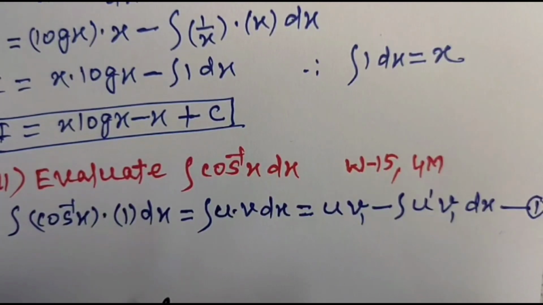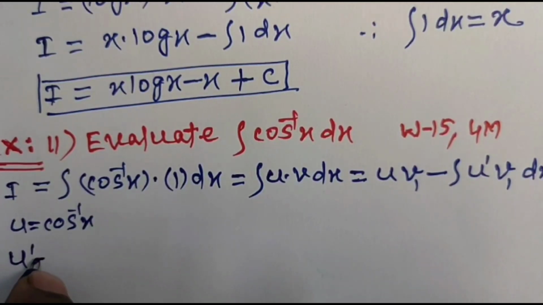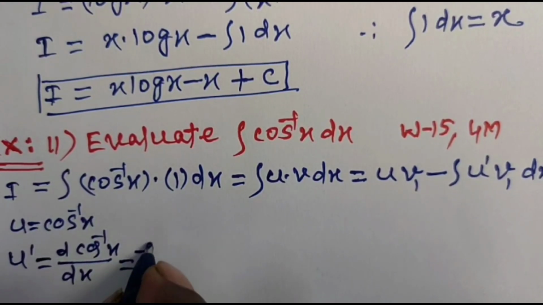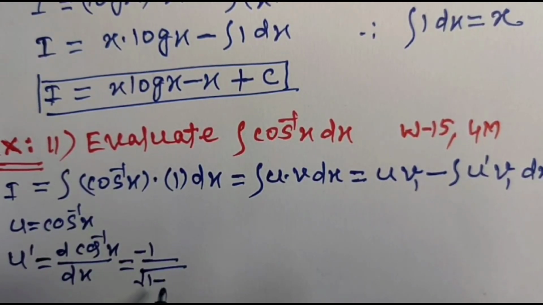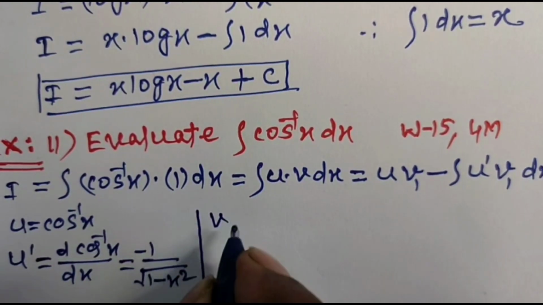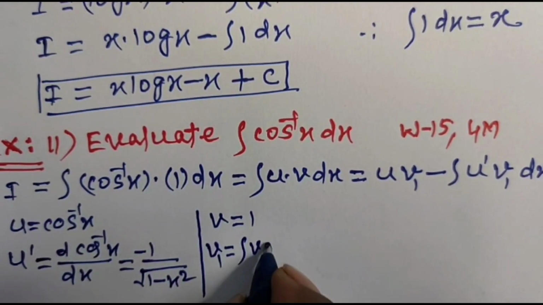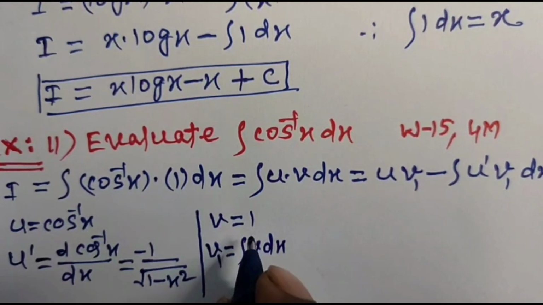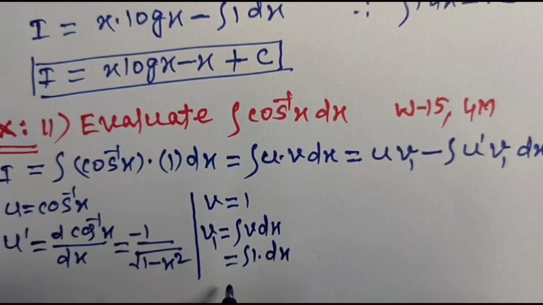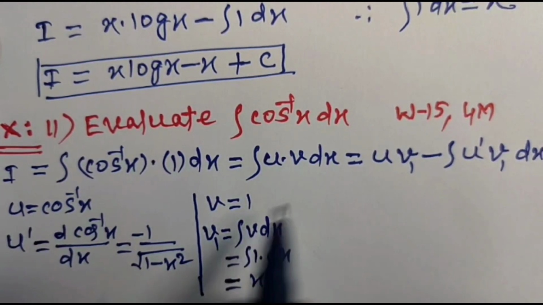So u is cos inverse x and v is 1. Hence we can write u is equal to cos inverse x. Then u dash is equal to the derivative of cos inverse x with respect to x, and this is equal to minus 1 upon square root of 1 minus x square. This is u dash. Now what is v? V is equal to 1. We want v1. V1 is the integral of v with respect to x. But v is 1, so we write the integral of 1 with respect to x. And the integral of 1 is what? X. Put u dash, v1, u and v in this.